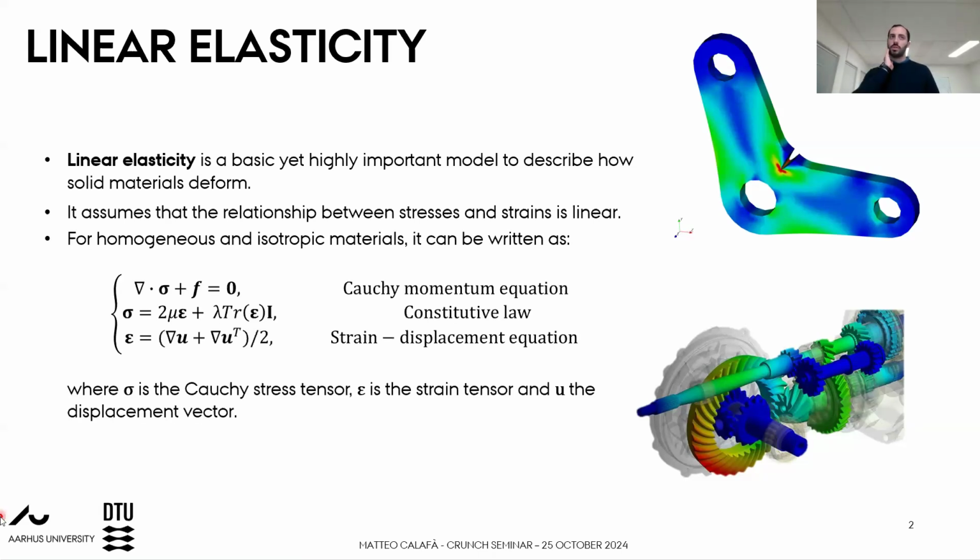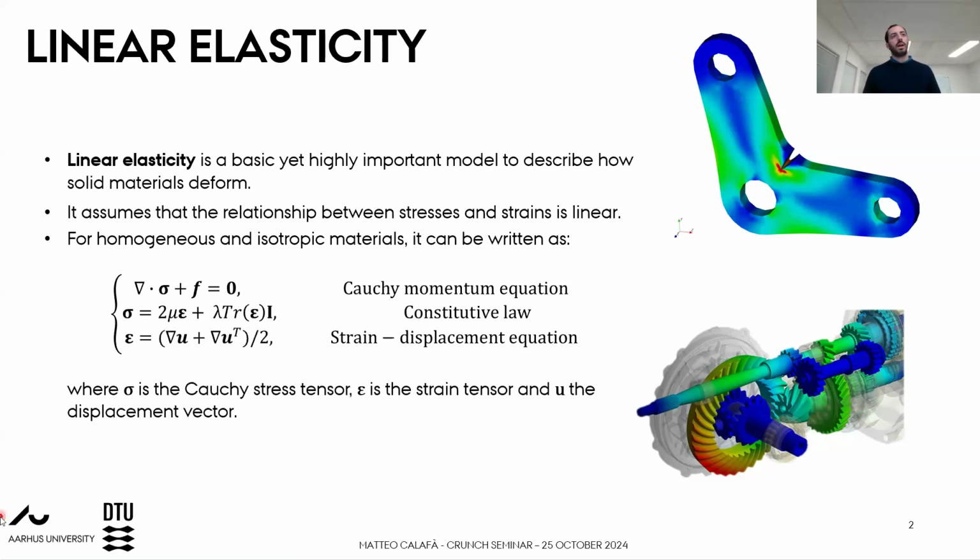And for homogeneous and isotropic materials, the linear elasticity problem can be written in terms of three vectorial equations. The first is the well-known Cauchy momentum equation, where the Cauchy stress tensor sigma is related to the vector of body forces, for instance, the mass. This is essentially a natural extension of Newton's second law. The second equation is the one I mentioned before, the constitutive law, which in this case is linear, and the linear relationship is given in terms of two parameters, mu and lambda, that are characteristic of the material itself.